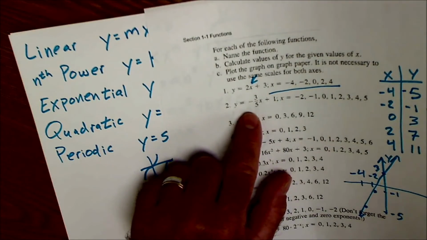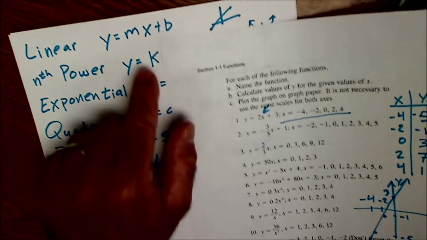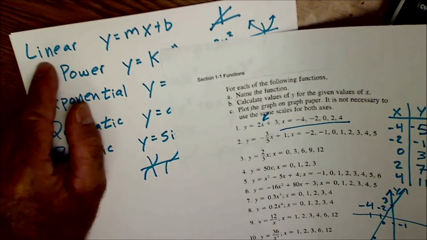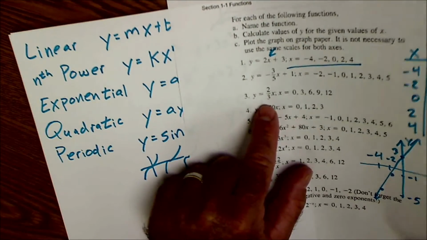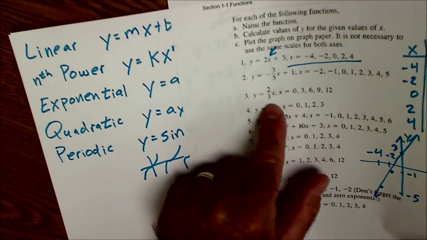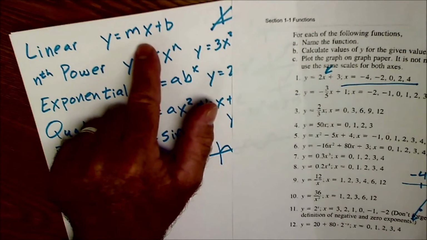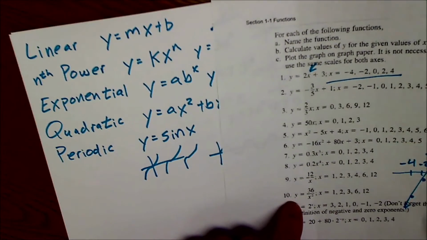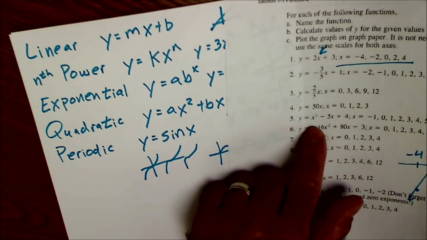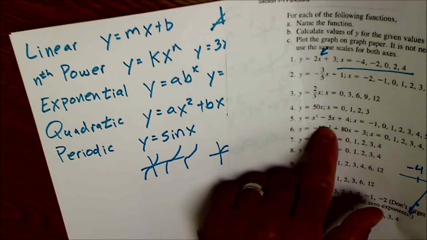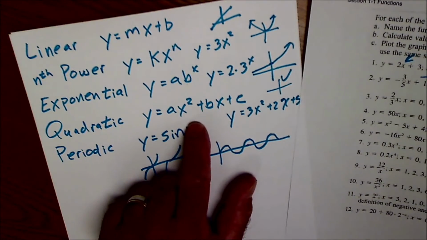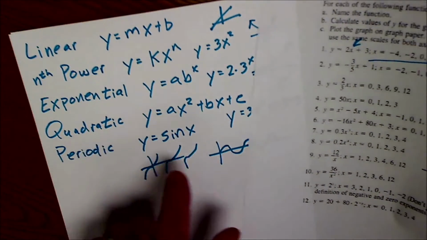y equals -3/5 x plus 1. That's going to be a linear function. Number 3, this is y equals 2/3 x plus 0. Same form as that, still linear. Down here on number 5, y equals x squared minus 5x plus 4. That's going to look like a quadratic.